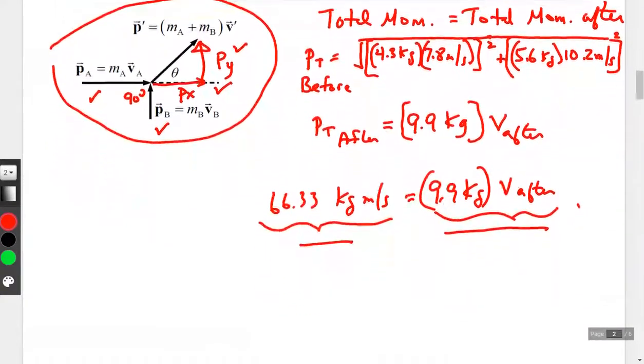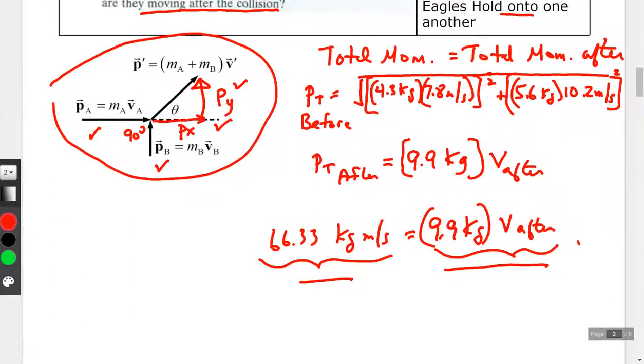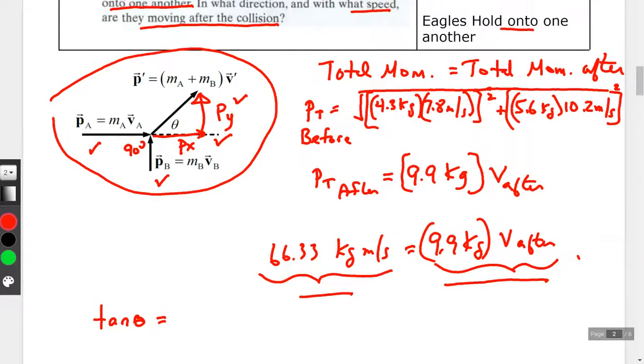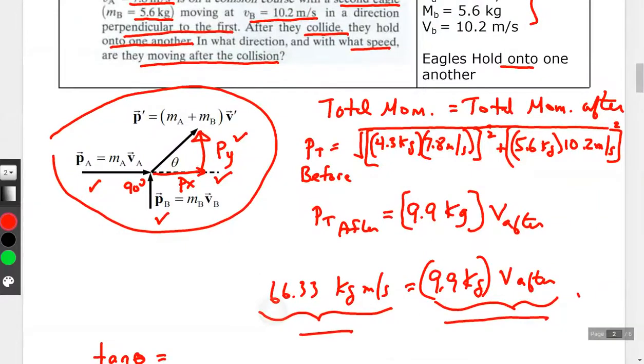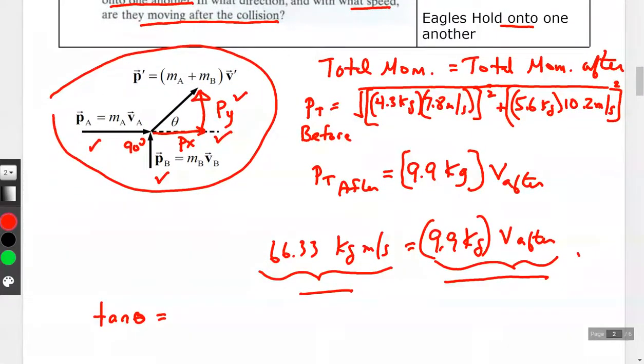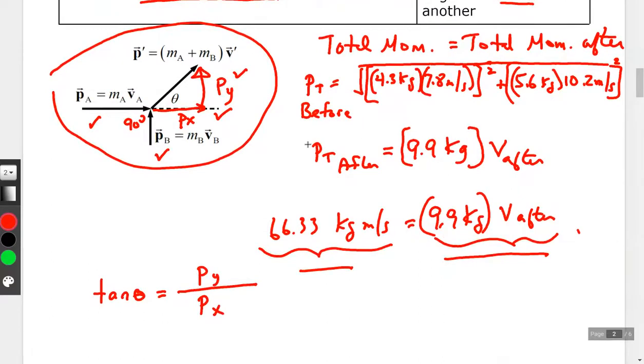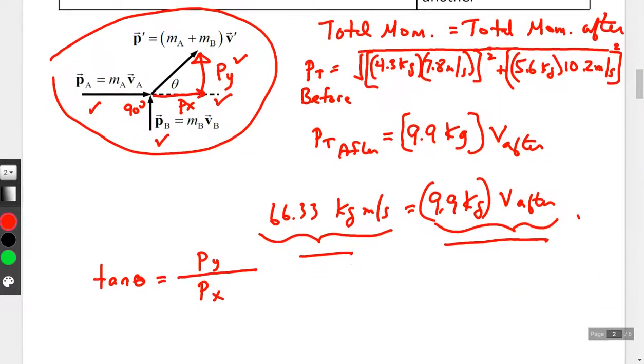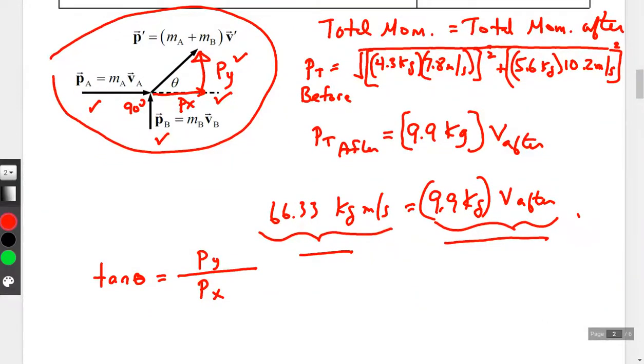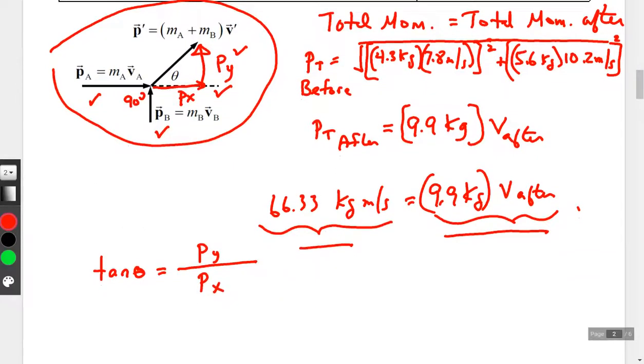Then they ask you to find the direction. So let's look at our picture up here. You have the two components. How do you find that angle? Well, you use tangent, because it's opposite over adjacent. Tangent theta equals the y momentum over the x momentum, the py over the px. How do I get px and py? Well, I know the py before and the px before, so why not use those? Because the py before equals the py after, and the px before equals the px after.